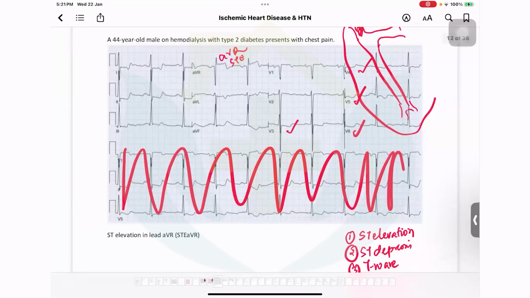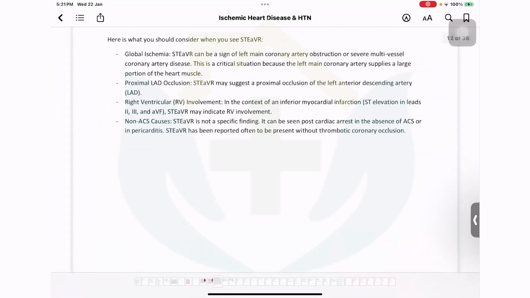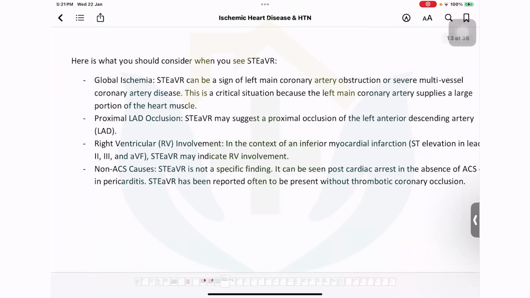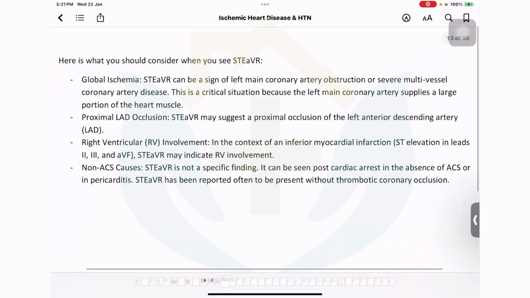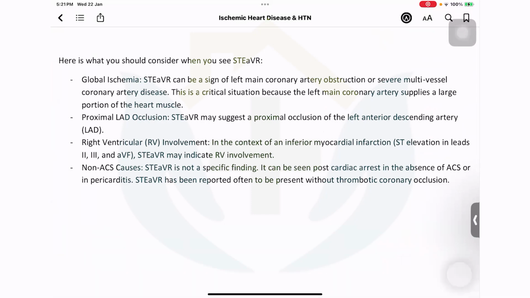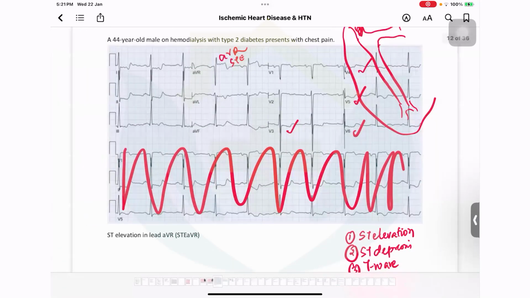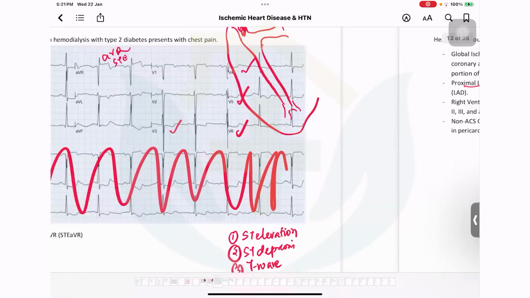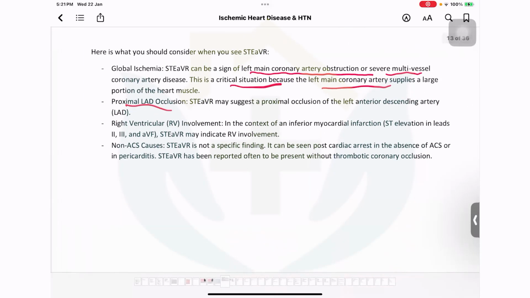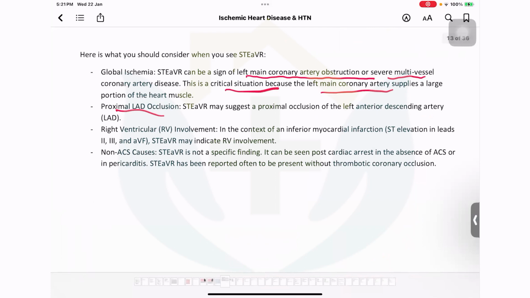So what are the other differentials for ST elevation in AVR? Number one, consider global ischemia. ST elevation in AVR can be a sign of left main coronary artery obstruction or severe multivessel coronary artery disease. This is a critical situation because the left main coronary artery supplies almost the whole of the left ventricle. Yes, it can also be a very proximal LAD occlusion, since the LAD originates from the left main, so it may suggest a proximal occlusion of LAD.